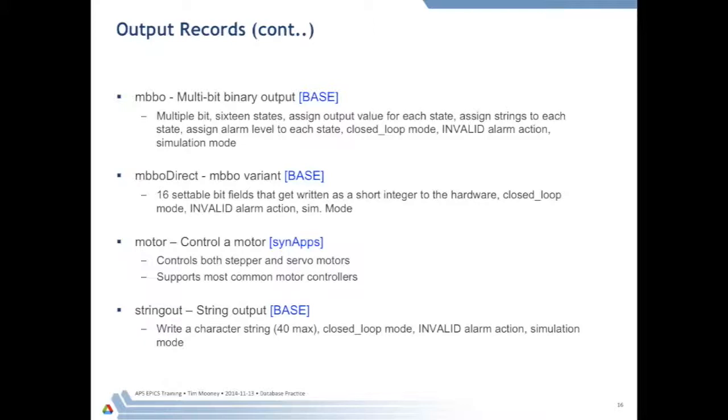But this is worth a whole lecture all by itself. I'm not going to go into the details of the motor record, except that it controls stepper and servo motors. And there's maybe 30 or 40 different kinds of motor controllers that are supported for this record type. The string out is similar to the other basic type records that write outputs. It writes a character string out.